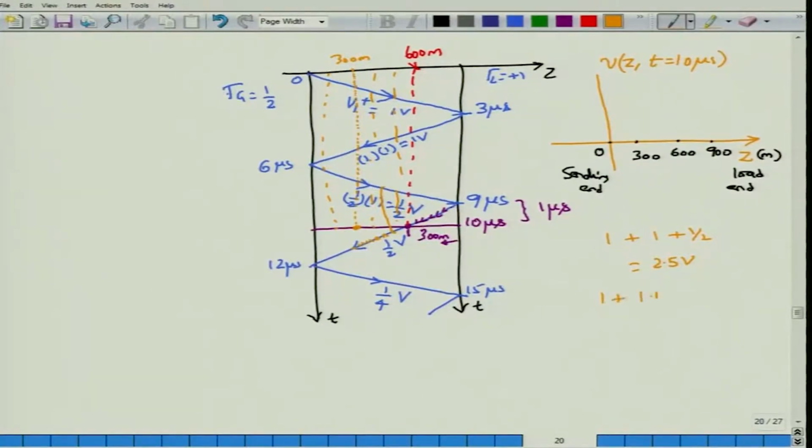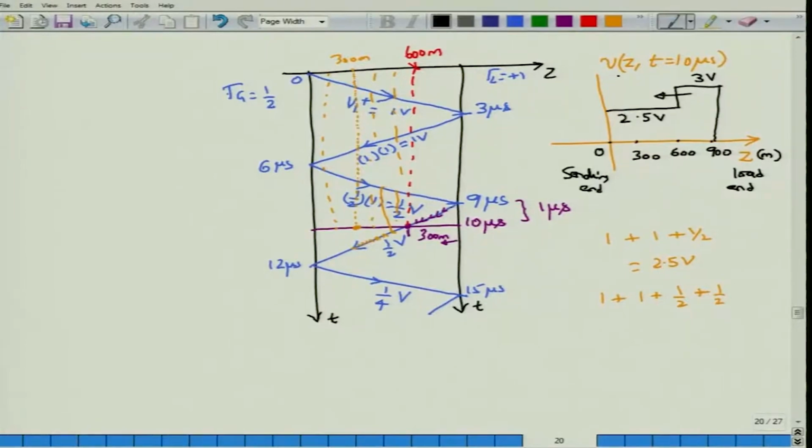So you will have 1 plus half plus the half voltage that would have propagated from the load side until about 600 meters. So if I plot the voltage distribution up to 600 meters, it would be 2.5 volts. However, from 600 to 900 meters it would be a voltage of 3 volts, and a 0.5 volt step is propagating from the load side towards the generator. So this is the answer to one of the questions that we asked previously.